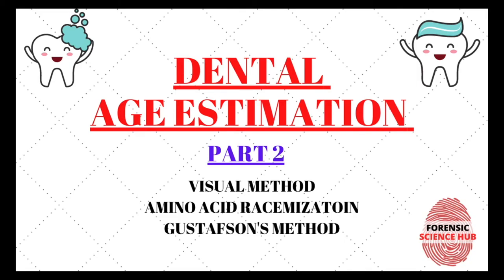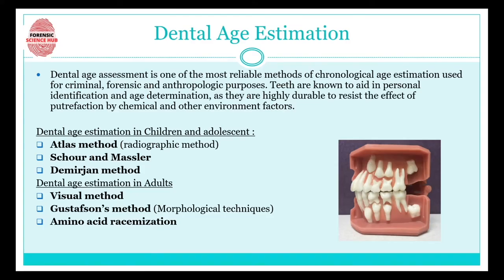Dental age estimation methods that were left. In my previous video I've already discussed these three methods, that is Atlas method, Schour-Massler method and Demirjian's method. These are methods that are used for dental age estimation in children and in adolescents. In today's video I'll be discussing these three: visual, Gustafson and amino acid.